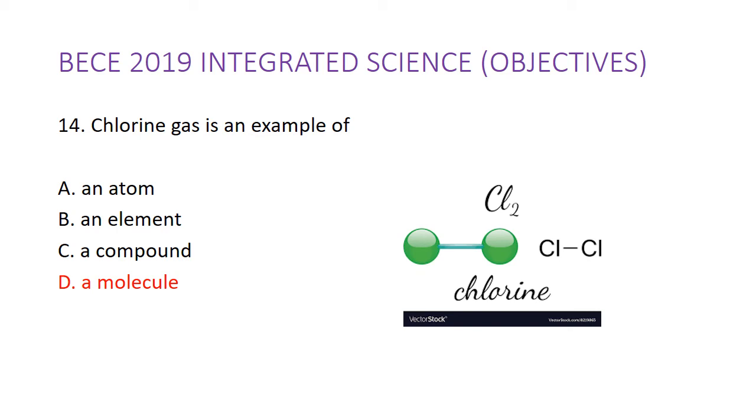In question 14, chlorine gas is an example of what? It's an example of a molecule, in the sense that naturally chlorine doesn't exist as a single atom. It is always found bonded in pairs. So when atoms are bonded together or they form groups, we call them molecules.